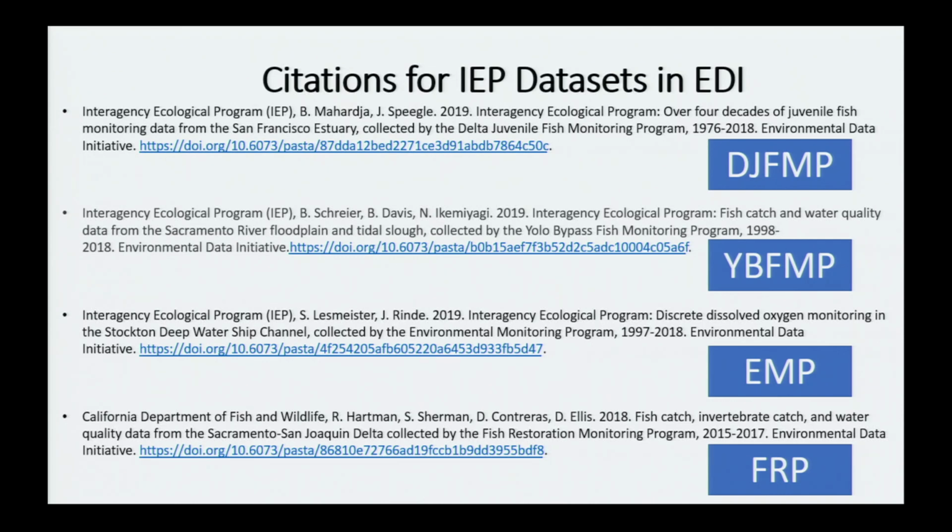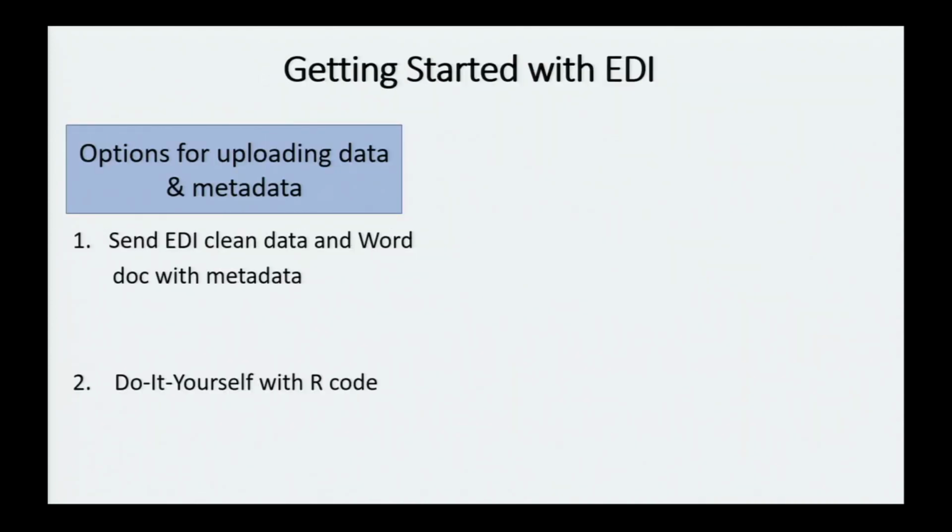Okay, so far, we started this process a little over a year ago, and we now have 4 IEP data sets in EDI, and some of these are not the first go. Some of them have been versioned as people have updated. For instance, both the Delta Juvenile Fish Monitoring Program, that first one, as well as the Yellow Bypass Fish Monitoring Program, both have multiple versions.